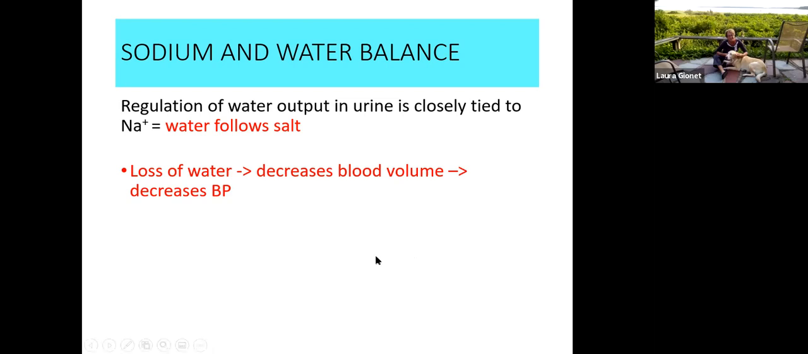So remember, if we want to increase blood volume and blood pressure, we're going to use antidiuretic first, but then you can use aldosterone to actively pump sodium. Chloride follows, water goes with it, and we secrete potassium. If we have too high blood pressure, we're going to inhibit further secretion of antidiuretic and aldosterone.